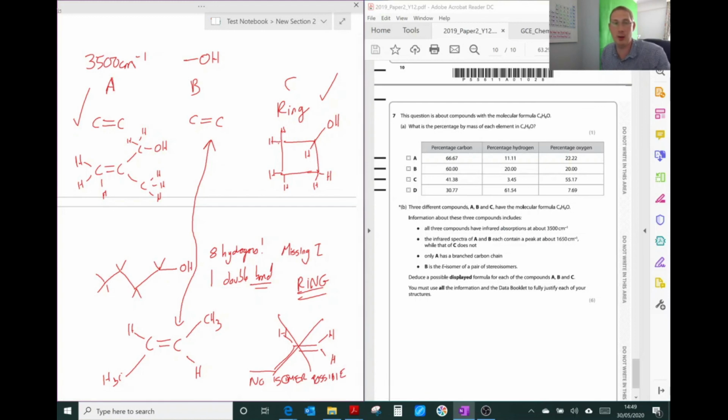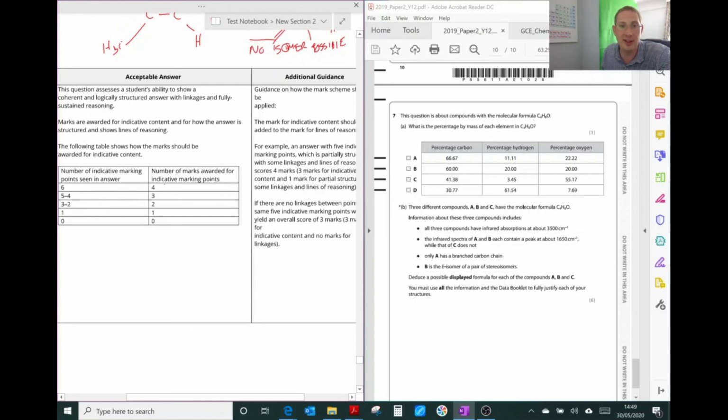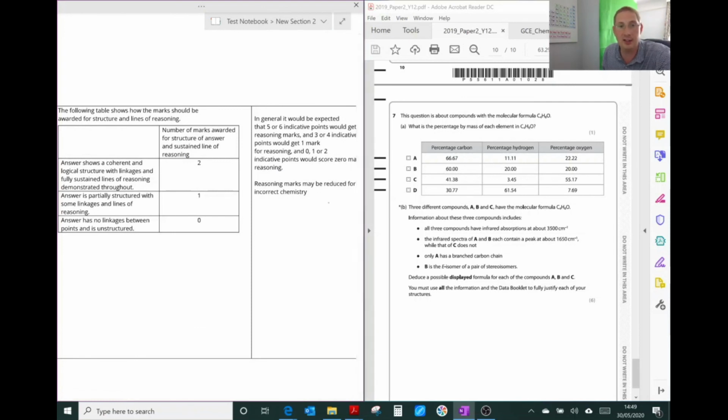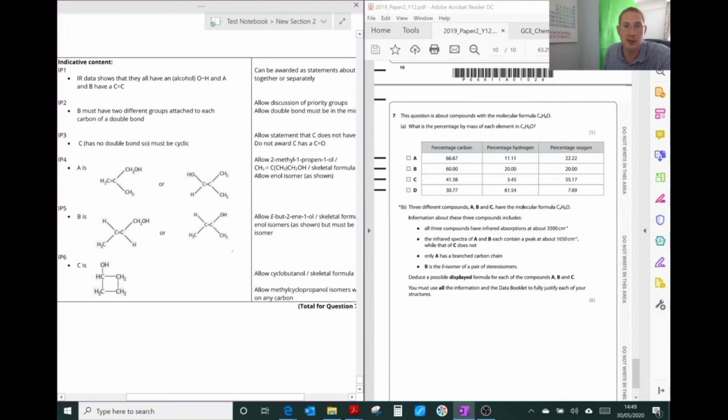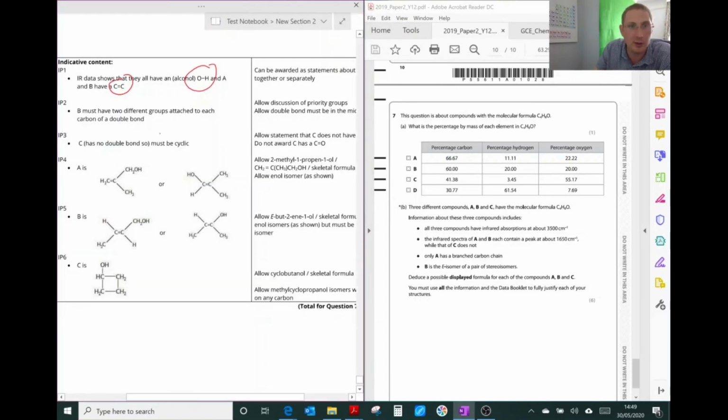So let's have a look at how that was actually scored. We've got number of indicative marking points, number of points awarded. So indicative point 1, IR data shows that they all have an OH group and A and B have a CC group. That's 1 marking point, 1 indicative point. So that's the first one there. 2, B must have 2 different groups attached to each carbon of a double bond. We had that in the final structure.